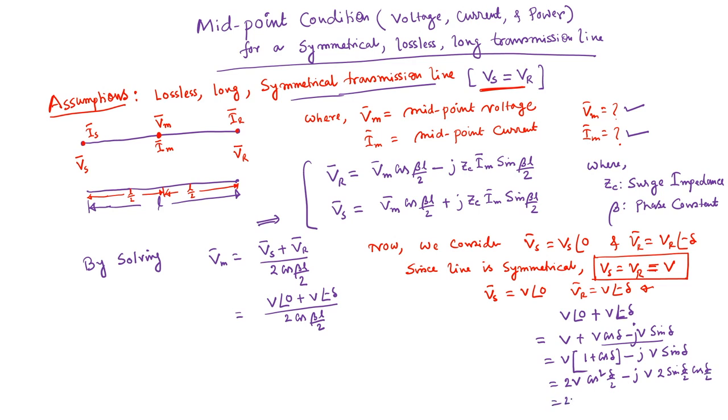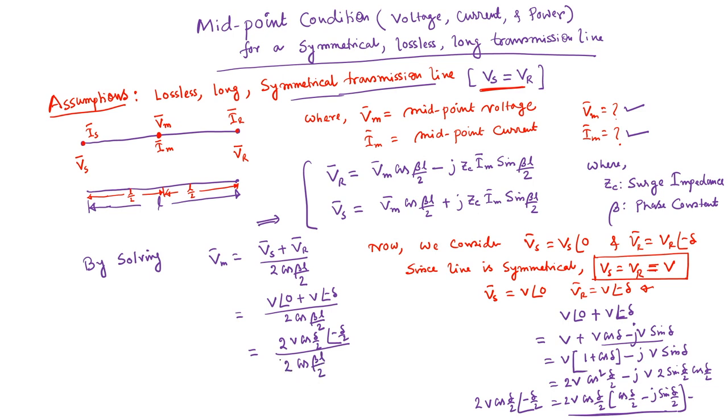Now, if we take 2V cos delta by 2 as common, then what we have is cos delta by 2 minus j sin delta by 2. So, if we convert it again from Cartesian to polar coordinates, this is equal to 2V cos delta by 2 at an angle of minus delta by 2. So, this is exactly what we will put over here. So, we get 2V cos delta by 2 at an angle minus delta by 2, divided by cos beta L by 2.